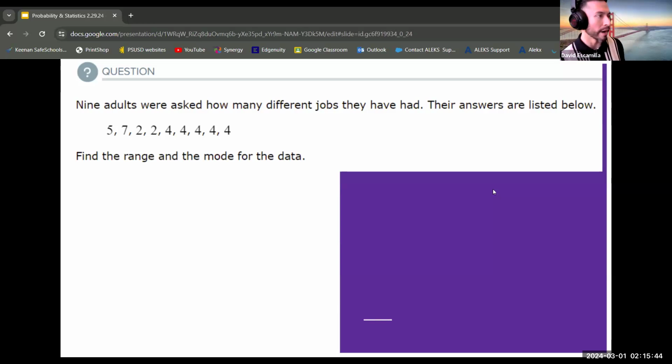9 adults were asked how many different jobs they have had. Their answers are listed below: 5, 7, 2, 2, 4, 4, 4, 4, 4. Our job is to find the range and the mode for the data, okay? That's what we are going to do. Find the range and mode for the data.